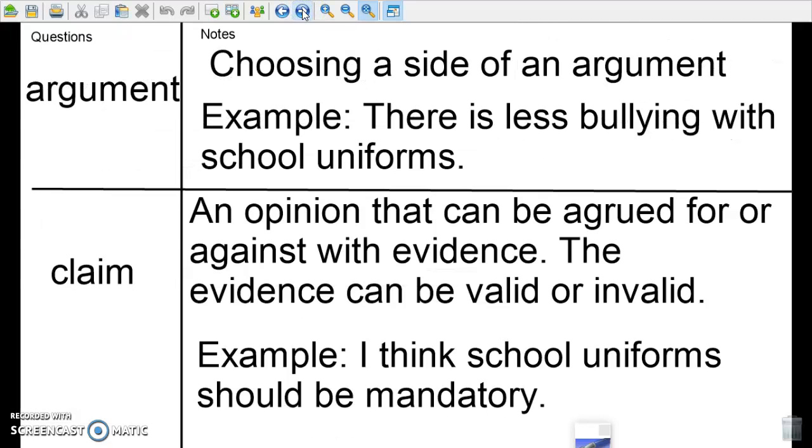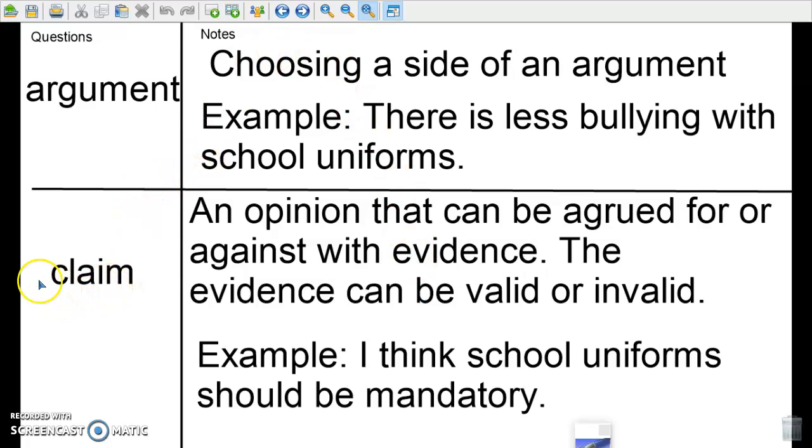All right, the next slide. On your question side, you're going to add the word argument. An argument is choosing a side. For example, there is less bullying with school uniforms. So with argument, you choose a side. What side are you on? And that'll go in the notes section of your Cornell Notes. Notice that my screen is set up just like your Cornell note paper.